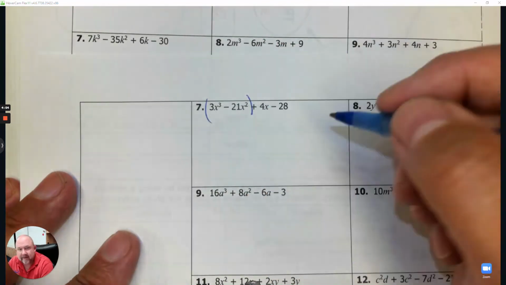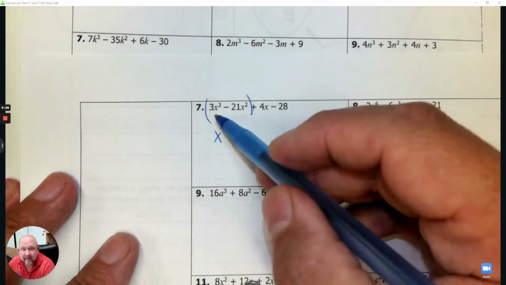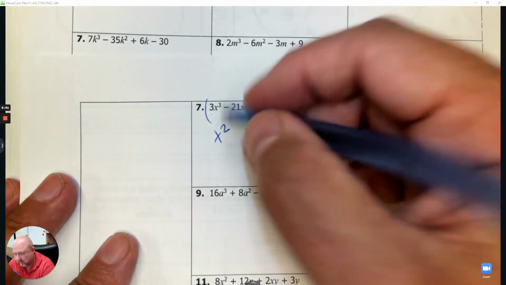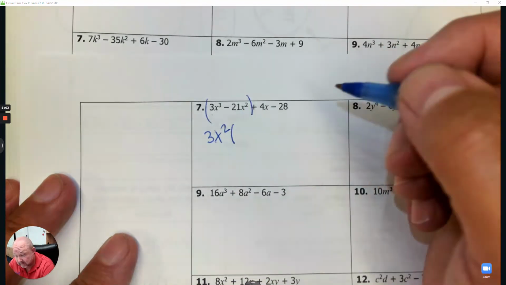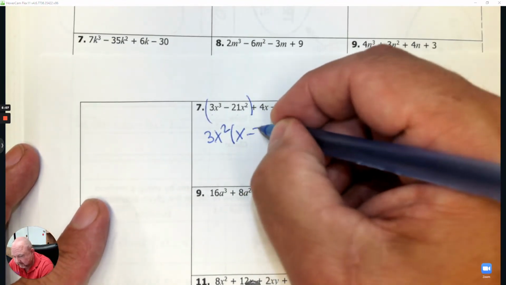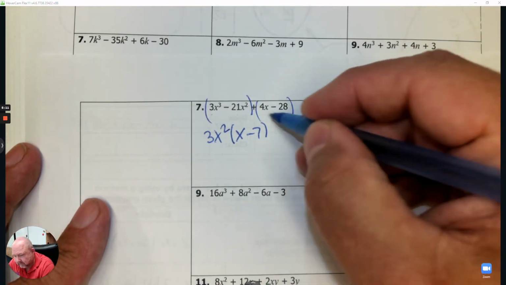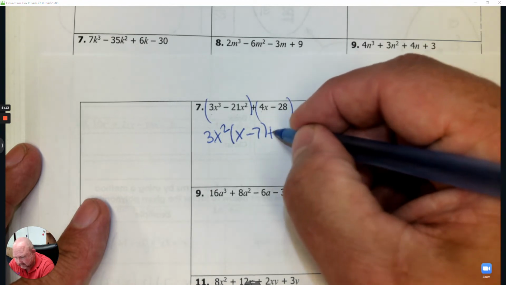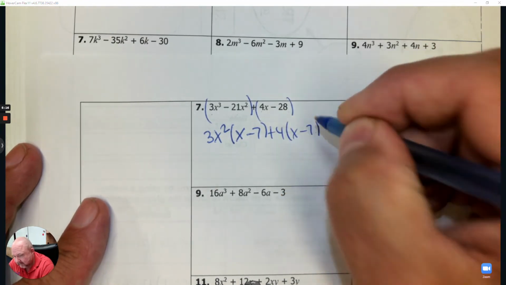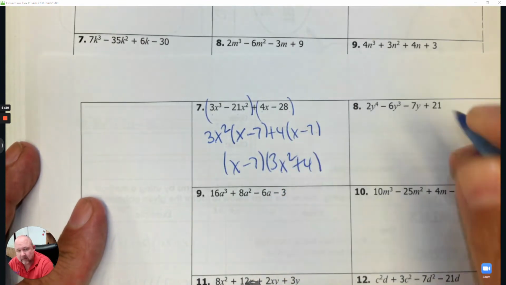All right, let's see if we can. Now in this case, it is x squared, but they also have 3 and 21, 3 goes in. So there's two things there, 3 and x squared. Divide, that's 1x minus 7. Now look at the last two, the largest number that goes into 4 and 28. And then divide, and then we have the common factor, and then 3x squared plus 4.